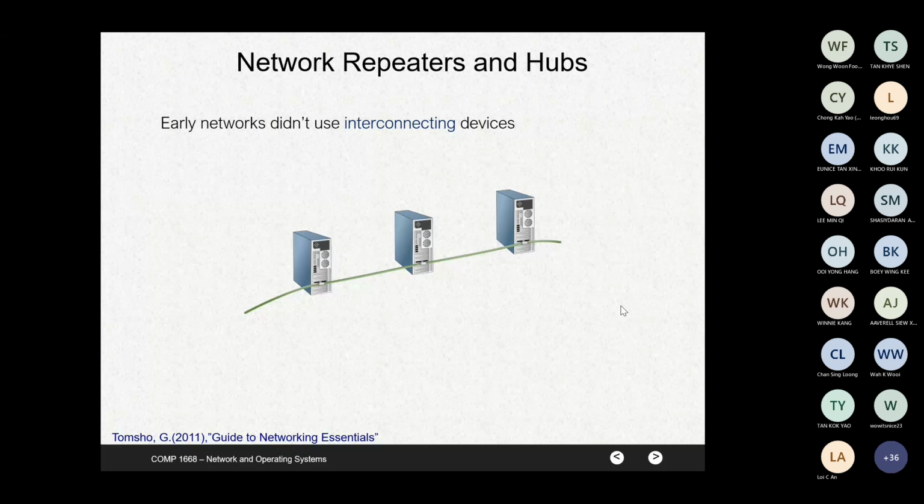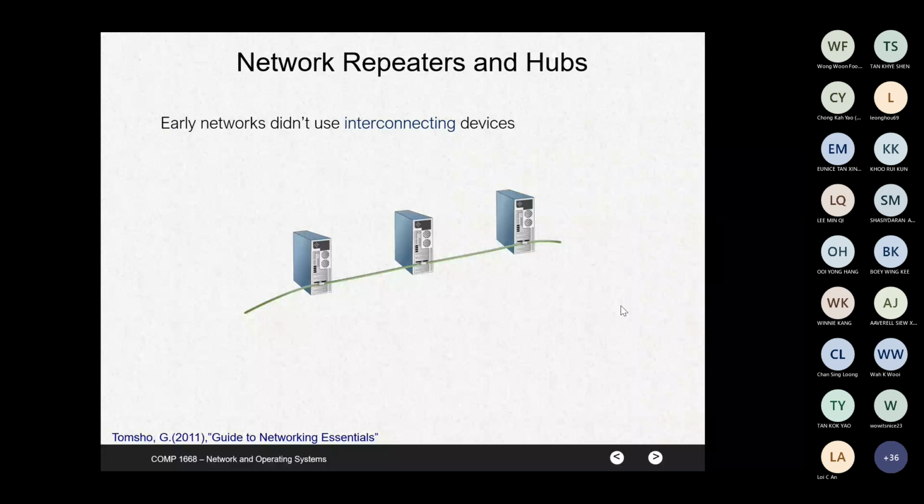All these companies rushed into building network devices, such as repeaters and hubs, because they saw there was a huge demand for networking in those days. The same goes for what we are going through now: there is a huge demand for AI, artificial intelligence, and cloud computing. So we went through the same thing during those days for network devices.